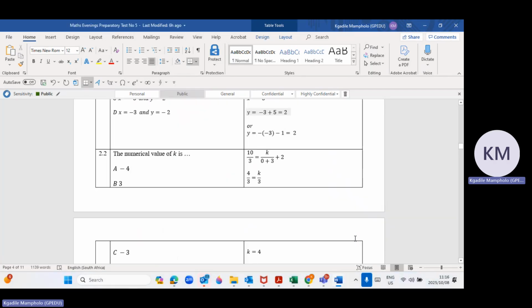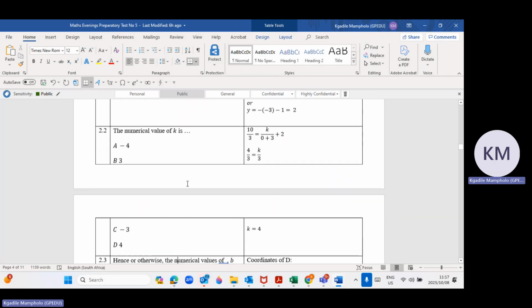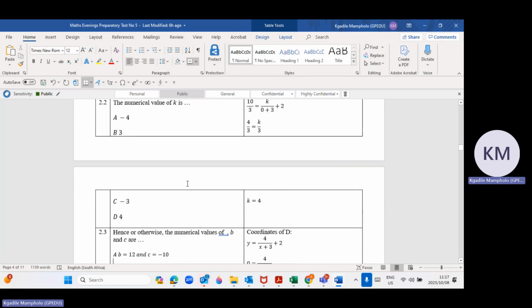It passes through 10 over 3 and 0. So that's why y is 10 over 3, x is 0. Then you take 2 to the other side. 10 over 3 minus 2 is 4 over 3. Cross multiply by 3. Then you'll get k as 4 because 12 over 3 is 4. Then the numerical value of k is 4.